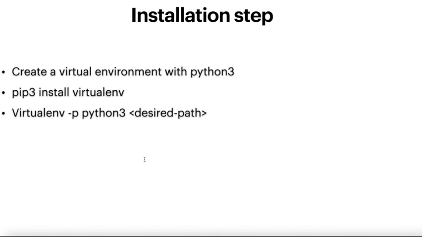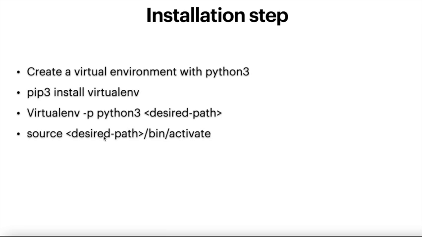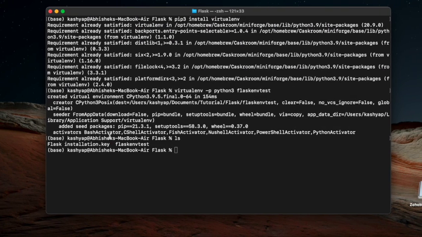After that, you have to activate it. Activating means that after you create a virtual environment, you are going to use it to do other work, like working on Flask. How can you do it? Just run source flaskenvtest/bin/activate. You can see that this environment is activated.